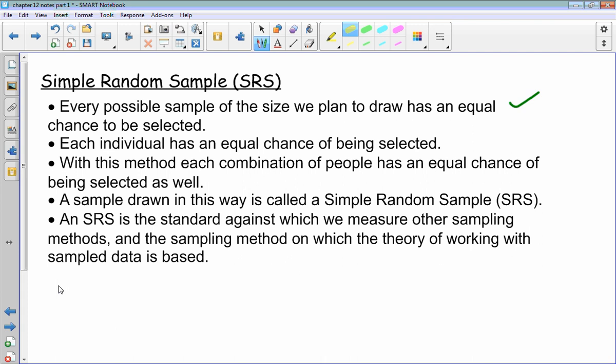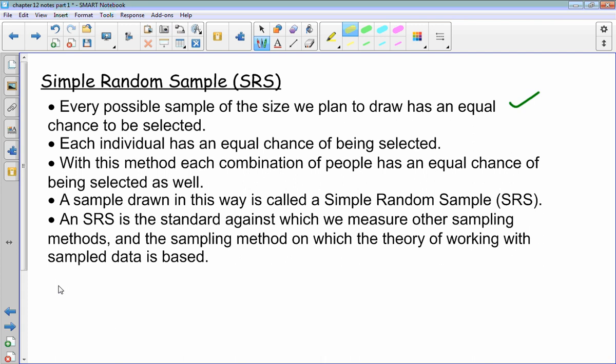So to be a true SRS, we'd have to do it one person at a time. Take your 5, find your average, put them back, mix them up. Next person, take their 5, write their average, put them back, mix them up. That would be a true SRS. Understand the difference? Yes, no, maybe so?